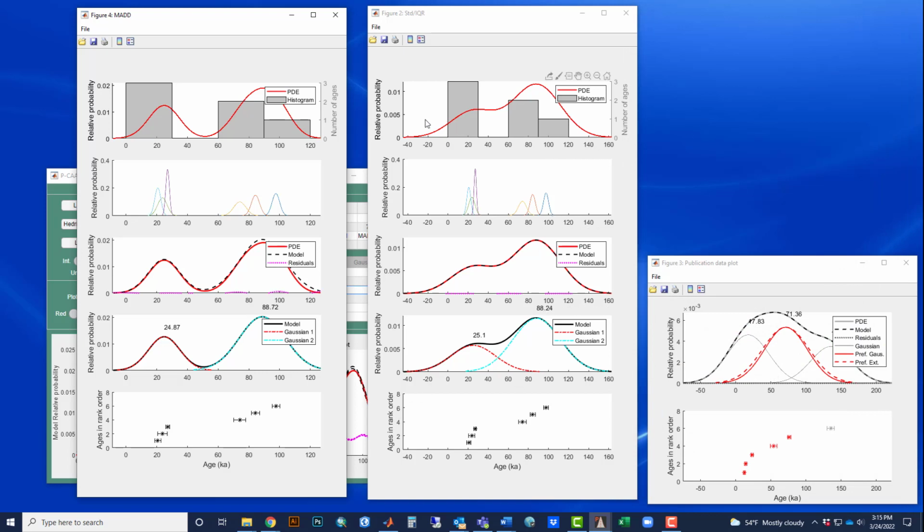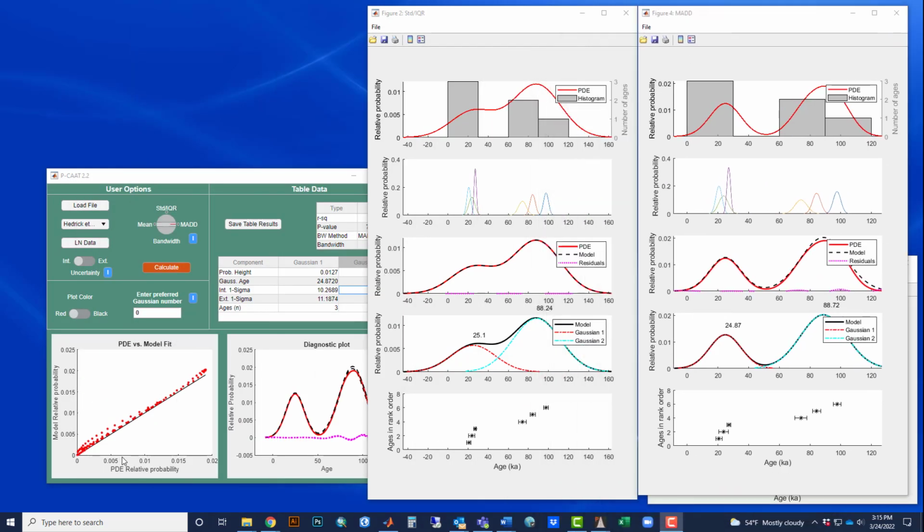Both of these look pretty reasonable. They're both bimodal. The MAD has a bigger dip down in between the two clusters of ages that we see, an older cluster and a younger cluster. Both of those seem fairly reasonable.